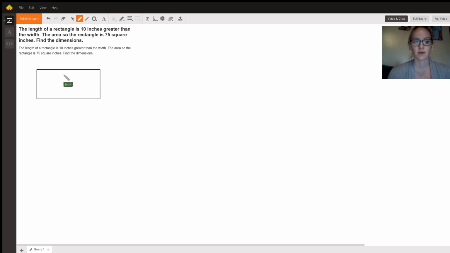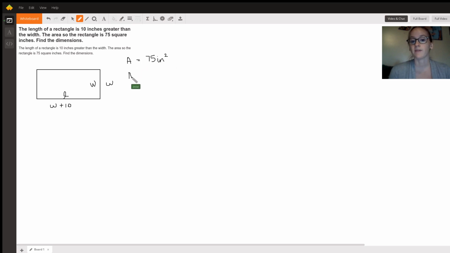So here's our rectangle that we're dealing with, and we have our length here. I'm just going to mark it with an L, and here's our width, okay? They tell us that the length of the rectangle is 10 inches greater than the width. So if we take our width, which we don't know, we're just going to call it W, and if we add 10 inches to it, that's how long our length is. So over here, we know that our width is just W, okay? It also tells us that the area is 75 inches squared.